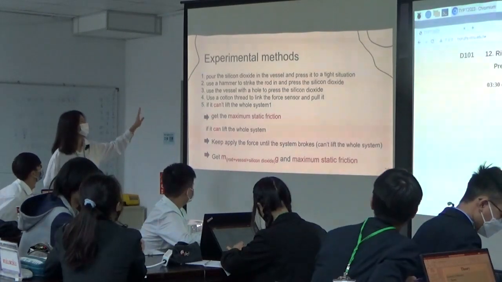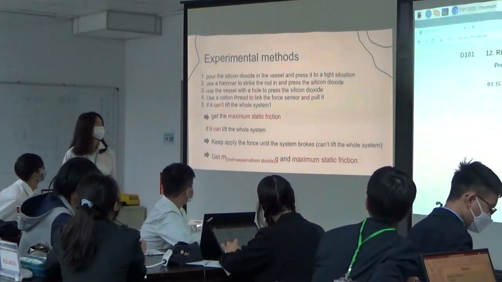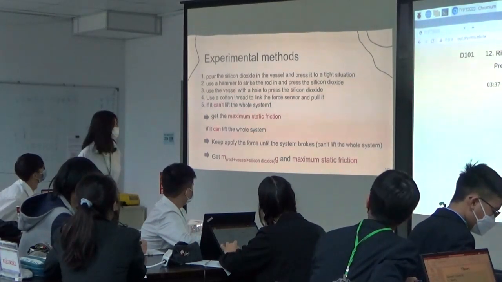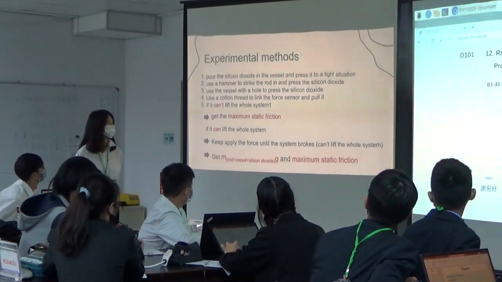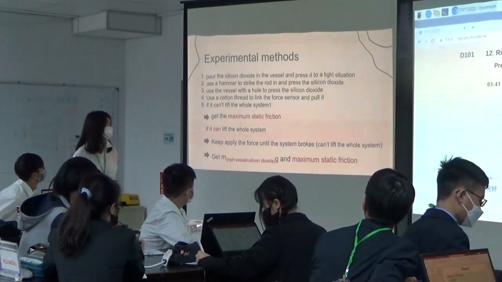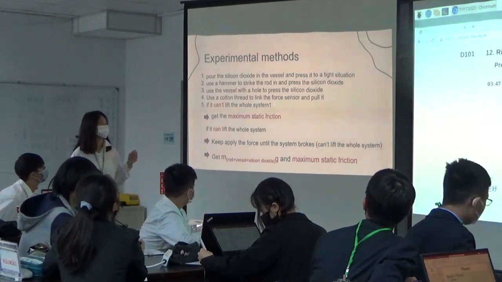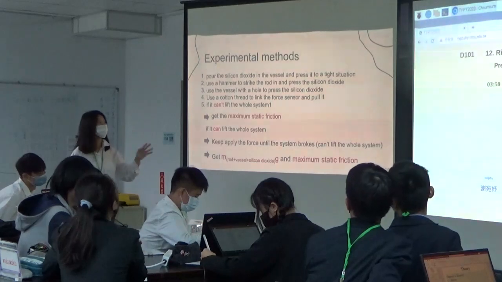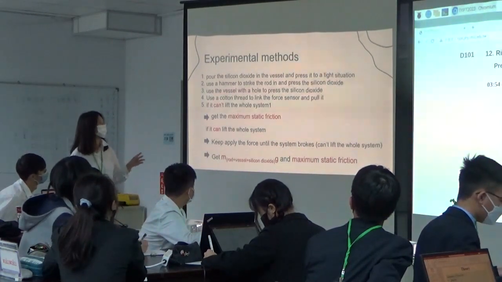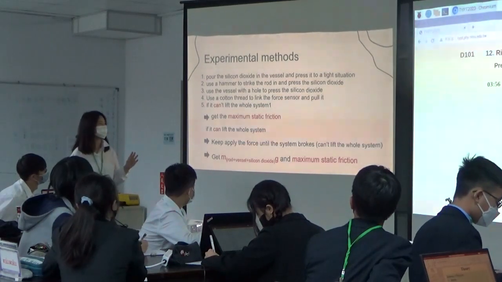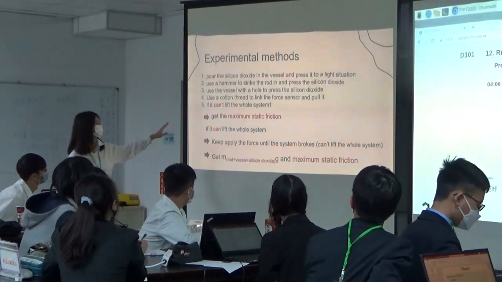For our experiment method, first we pour the silicon dioxide in a ladle and press it into a tight situation. We use a hammer to strike the rod in and press the silicon dioxide in. And we use a vessel with a hole to press the silicon dioxide to make it a tight situation. We use a cotton strap to link the force sensor to pull it. For this experiment, we'll get two situations.